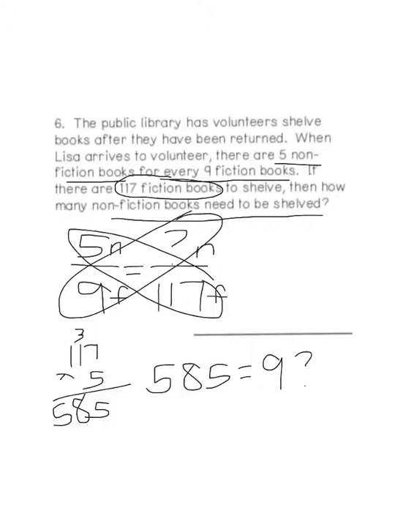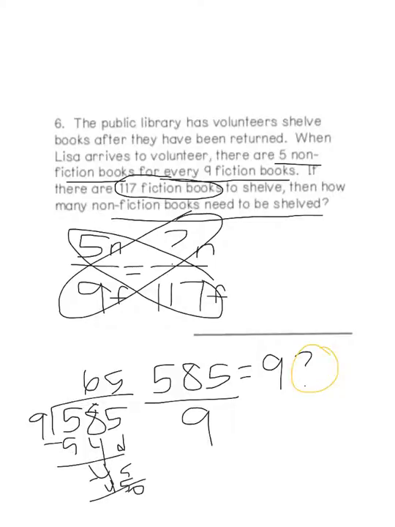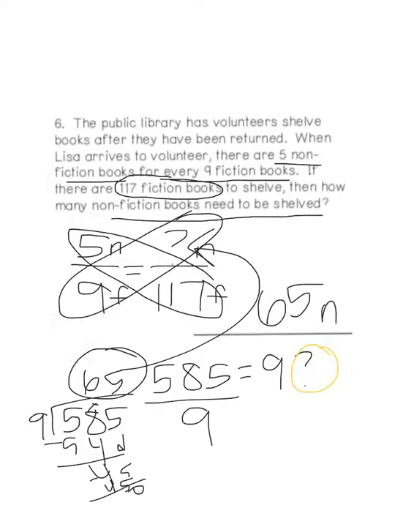So we can use our knowledge about fact families here to find our unknown value. We can divide 585, not by 5, by 9 in order to find this missing value. So I've just done my math and I have gotten my answer of 65. Therefore, there should be 65 nonfiction books that need to be shelved.